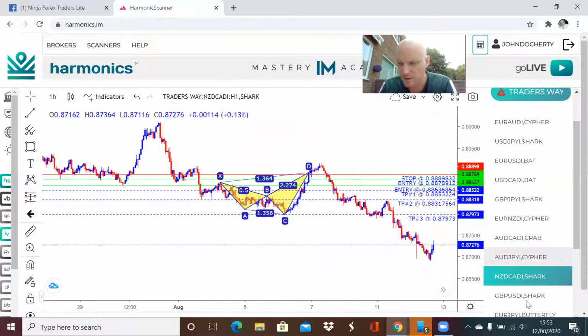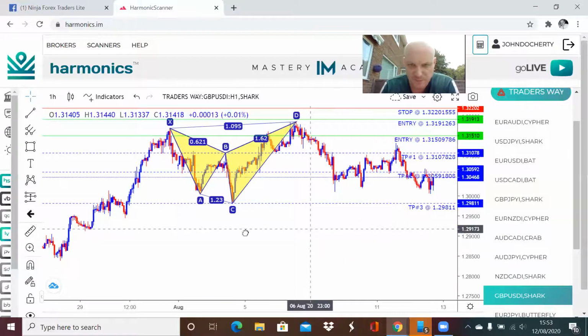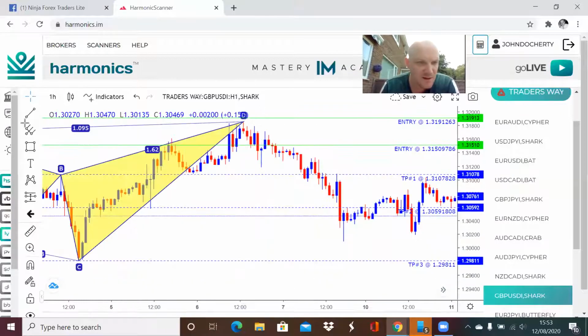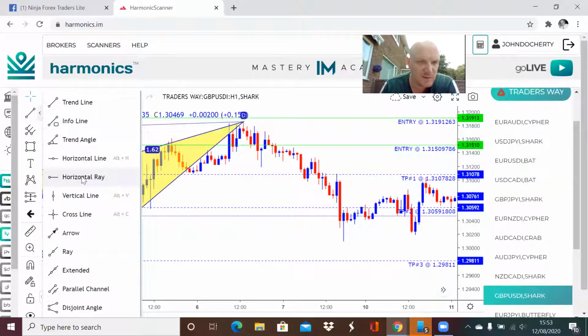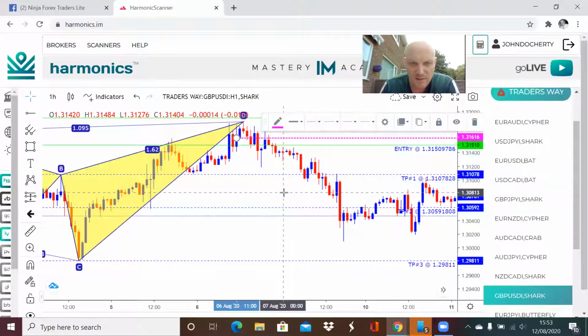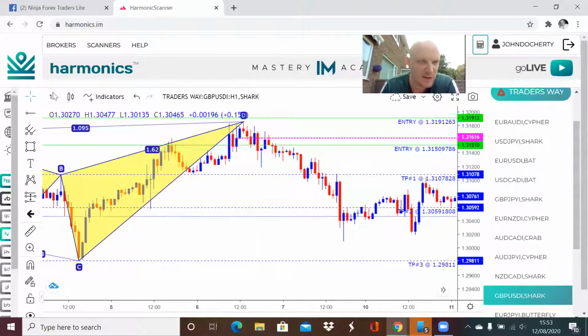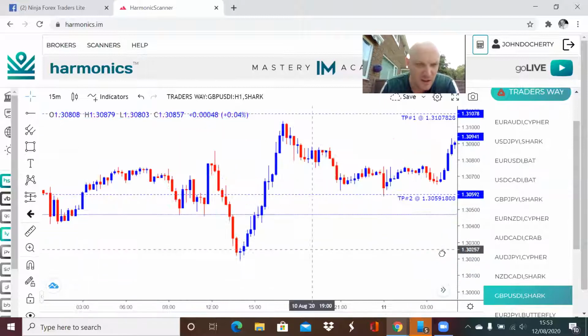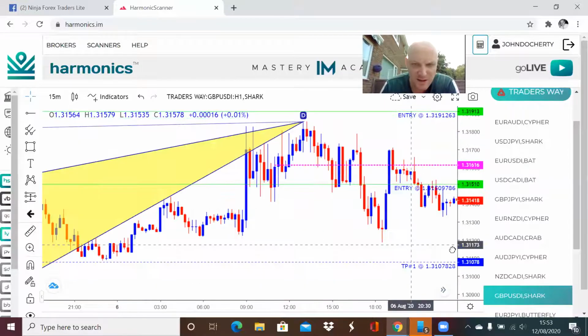Let's have a look on here. USD. Let's just see what story this is going to tell us. Horizontal ray. Candle to the left. As you can see, we've broken out, retest. Let's go down to the 15 minutes. Just see what else it's telling us. Is there much else?